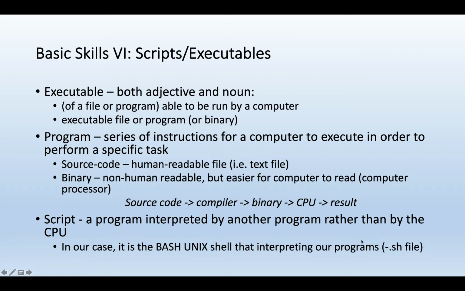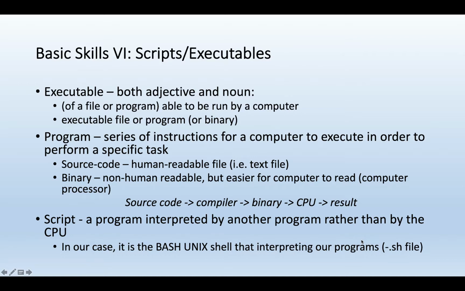Programs are a series of instructions for a computer to execute in order to perform a specific task. And programs can be written in various ways. They can be written in source code, which is basically a human readable file. Traditionally, an example of this would be a text file, written in the syntax of a specific type of programming language. And then there are binaries, and these are non-human readable files, but they're easy for the computer to read. Think about binaries sort of indicating the zeros and ones that we know computers translate information into.